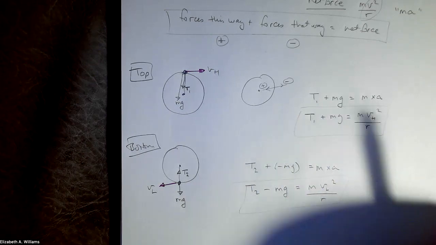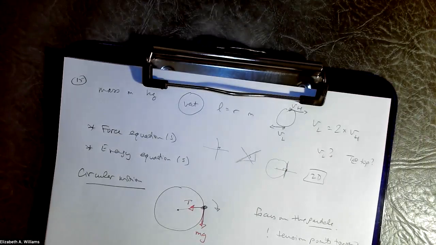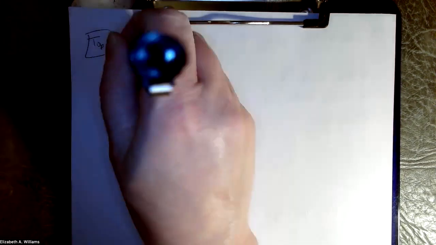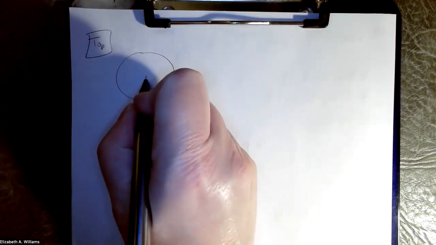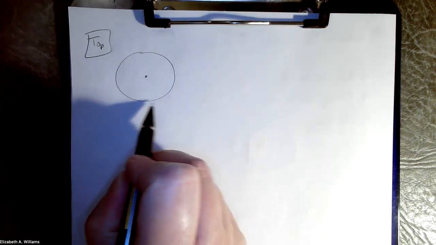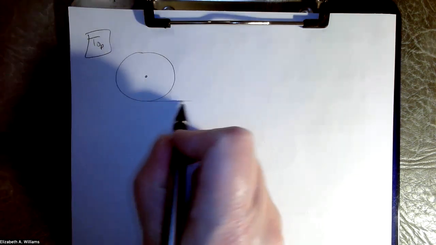And I write the energy equations, this potential energy and kinetic energy. And it's going to look like this. Okay, you have to decide where your zero height is going to be. Sometimes it's convenient to put it in the middle. Sometimes it's convenient to put it at the top or at the bottom. In this case, because we're talking about a particle at the bottom and a particle at the top, I'm going to make the bottom to be zero height.